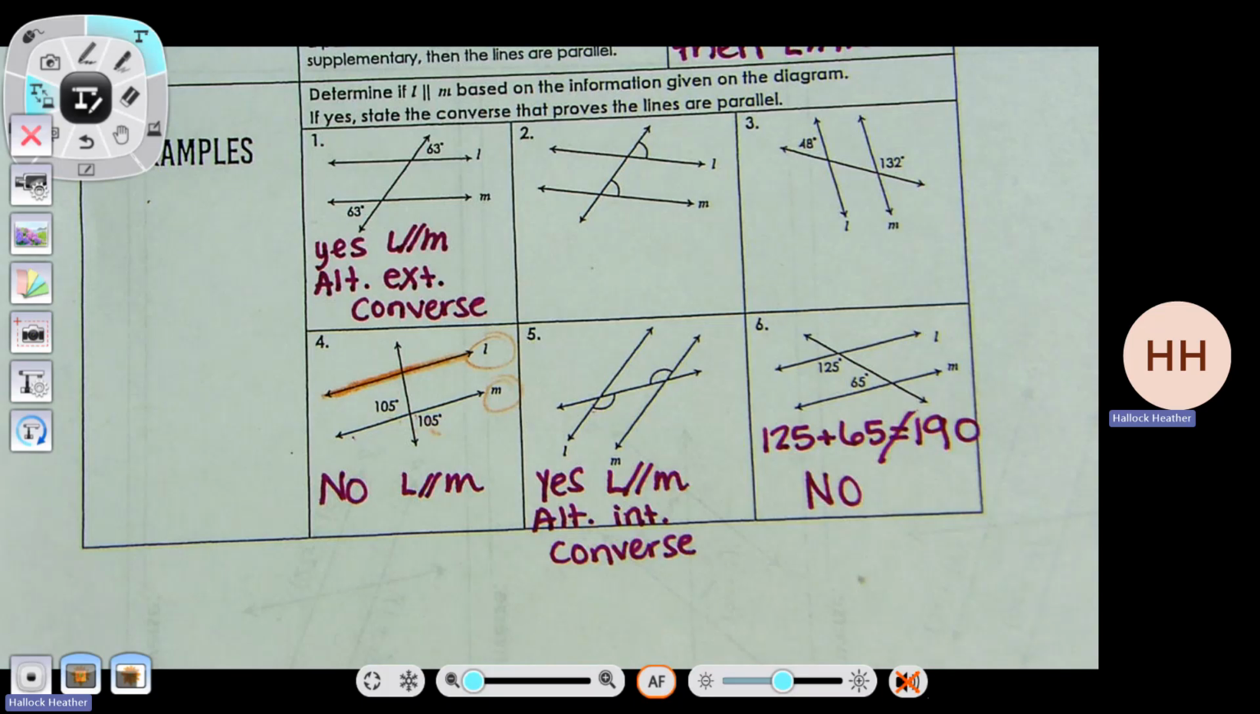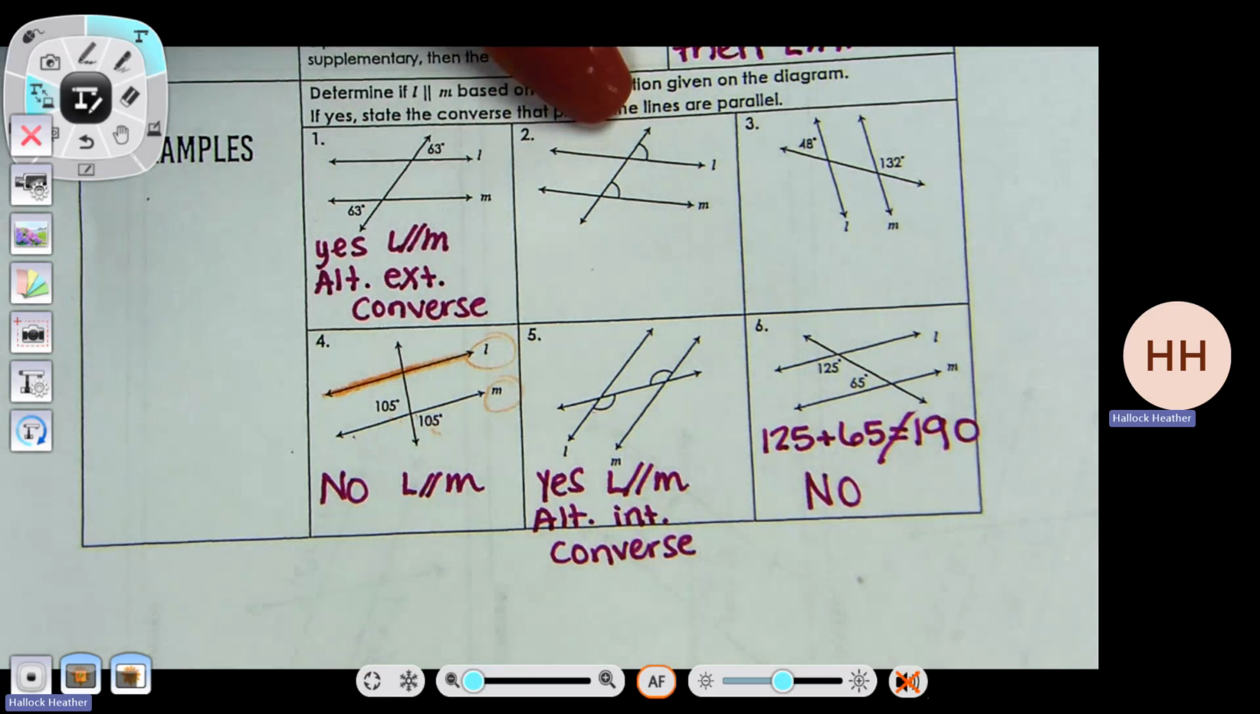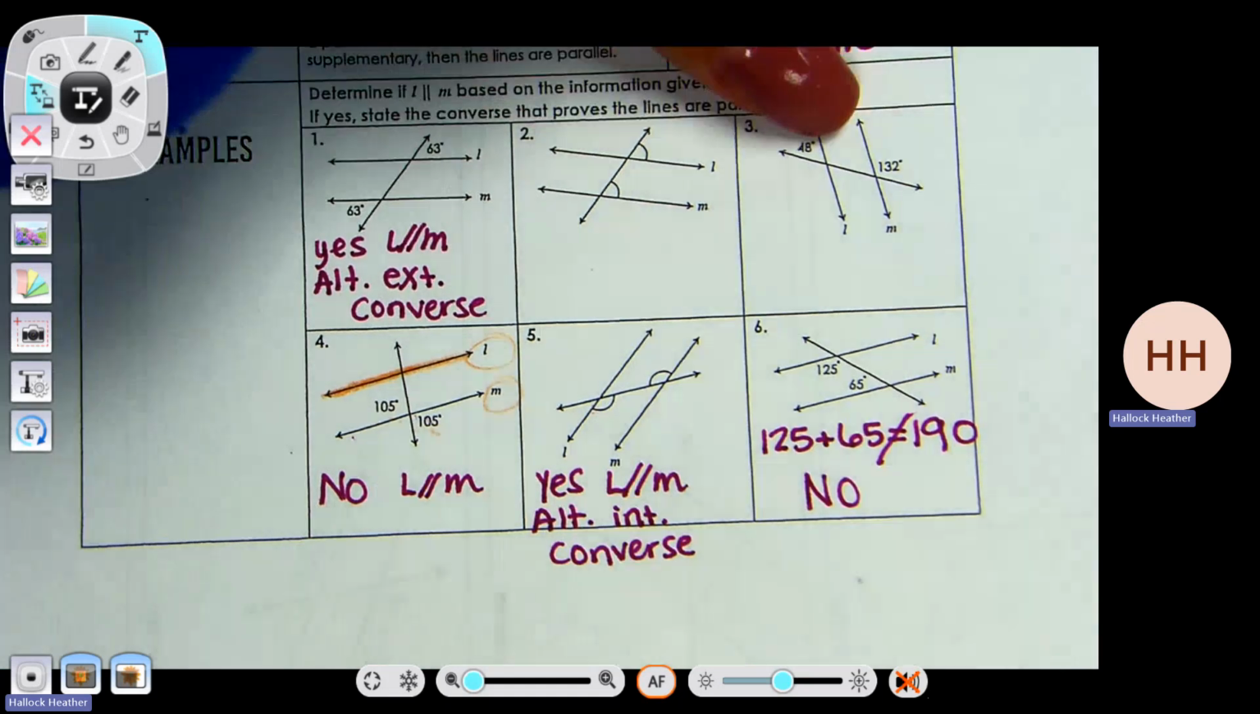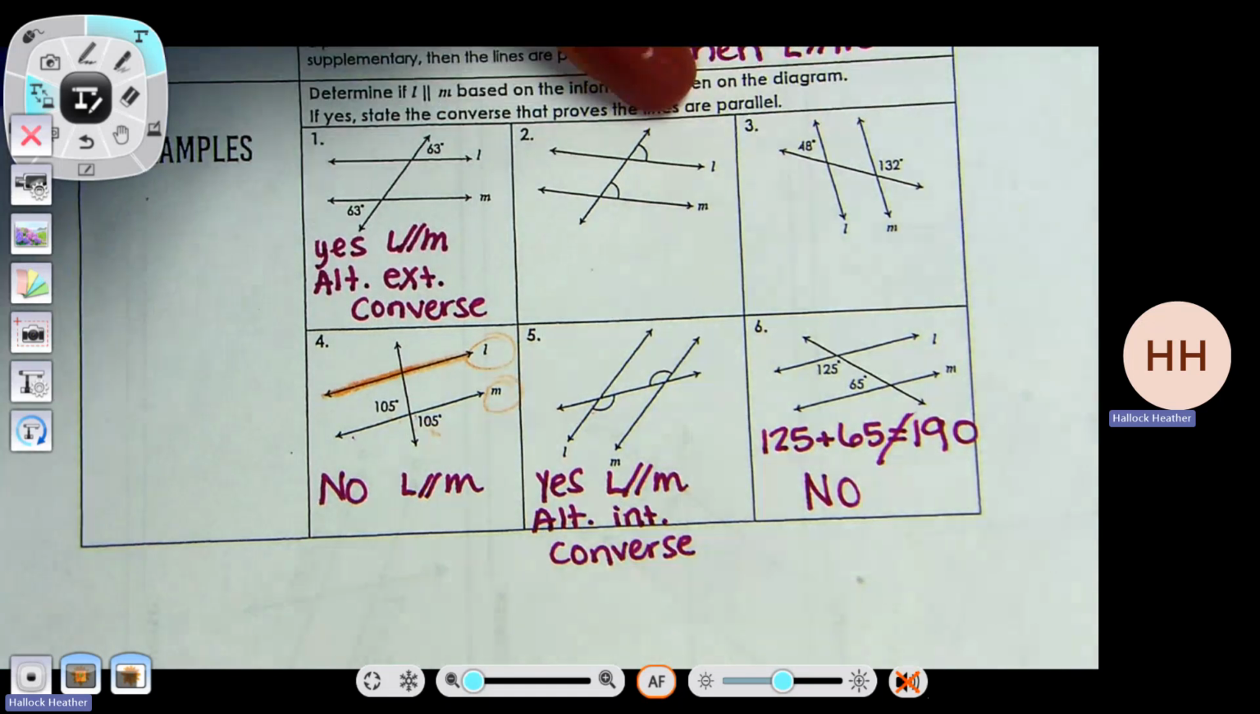Try to find the vocab word that matches it. I'm doing that. Number 2, yes. Why? What vocab word matches with that? Corresponding. Omar? Oh, that's my son. For number 2 or number 3, it's corresponding.